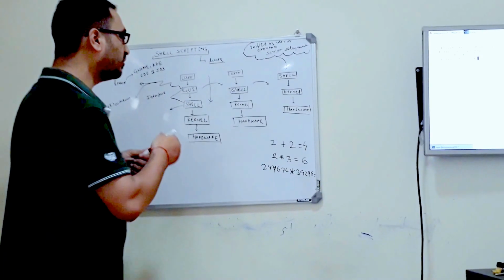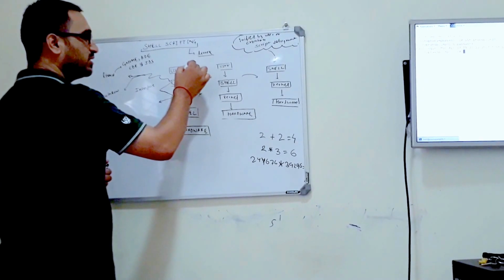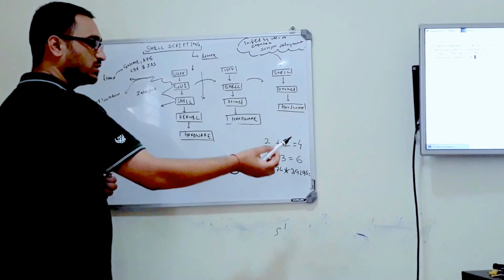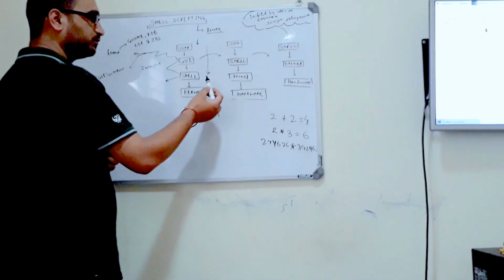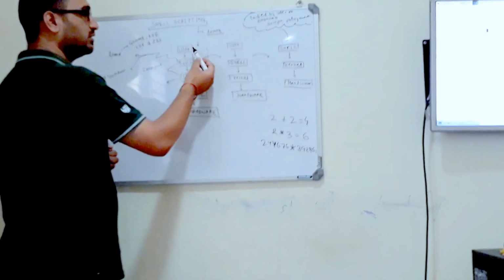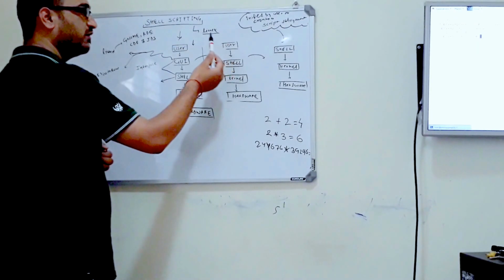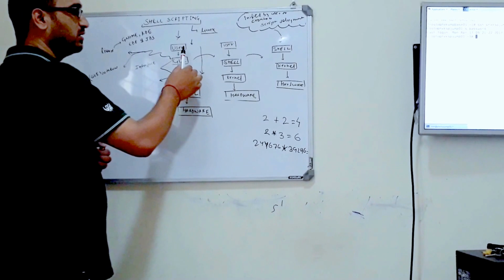Now come to the diagram. Suppose I am the user. I want to copy something from a source location to a destination location. So what will I do? I will go here, and this is the example of any operating system, whether it is Windows, Linux or Macintosh, anything.